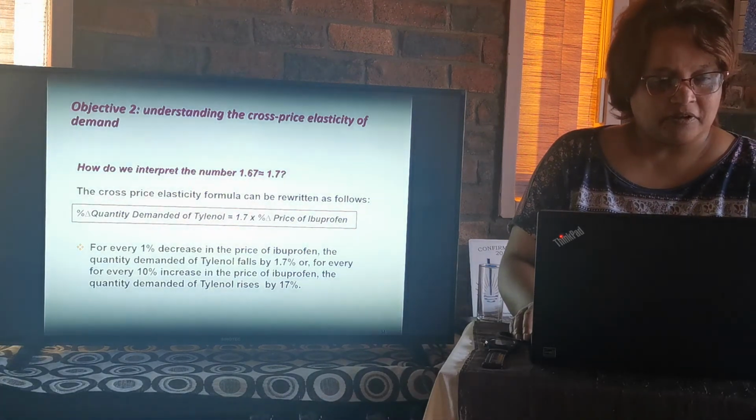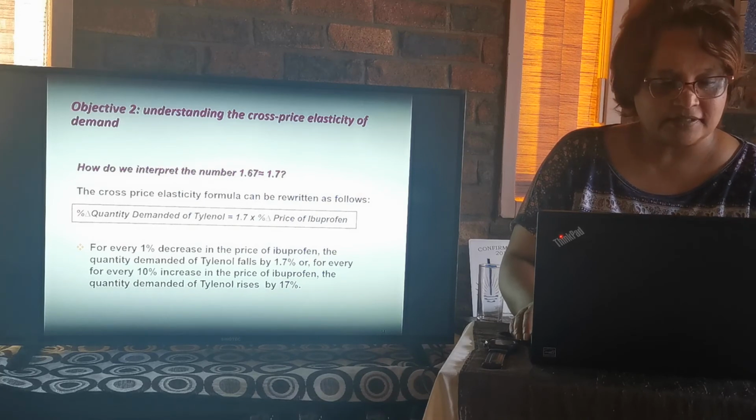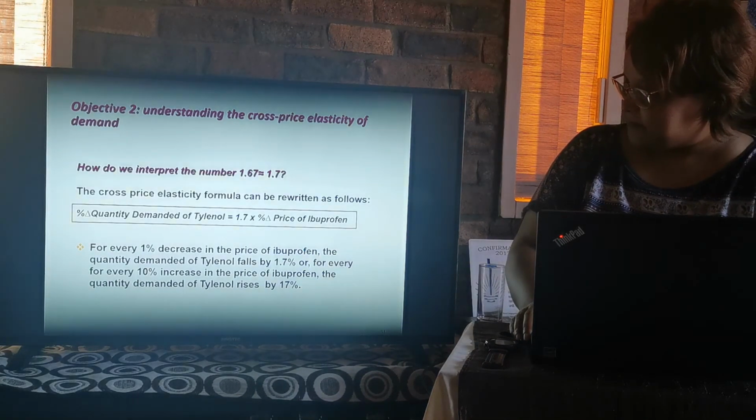Now, the cross price elasticity formula can be written as follows. Midpoint. Let it sink in.